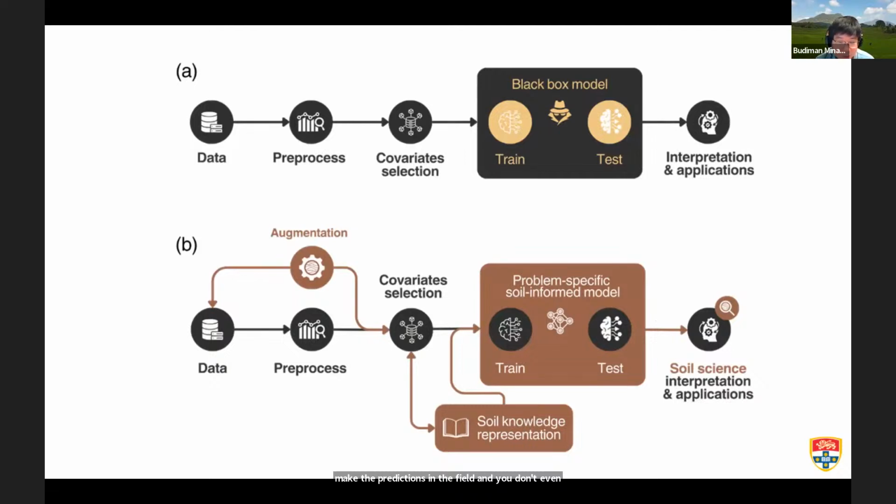So what we need to do is solve soil science problem specific models. This can involve other disciplines, it can be geology, it can be engineering. That means that we need to have some inputs in the process of machine learning, whether to do with the data, to do with the variable selection, to represent the model with domain knowledge, and then to make some interpretation and applications which are related to our specific soil science problem.